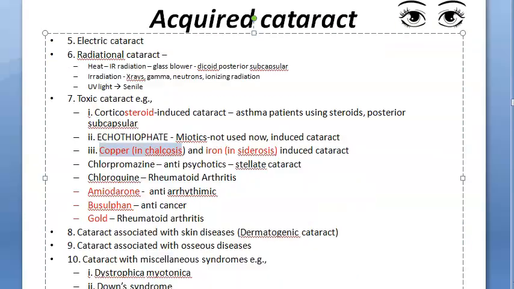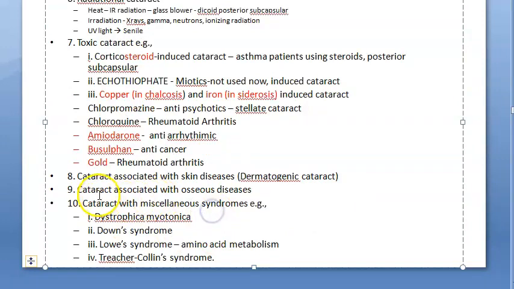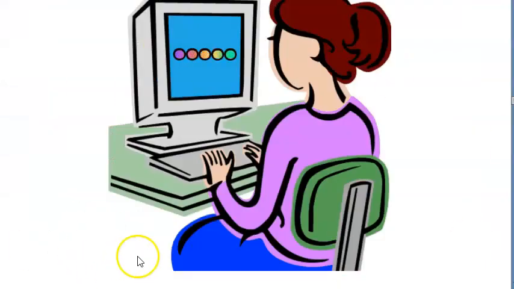Then moving on. Cataract associated with skin diseases. Then cataracts associated with osseous diseases, cataract with miscellaneous syndromes. There you can write the same thing. Dystrophica, myotonica, Lowe's, you already saw these two, right? With Down syndrome also they have written. Like we told you, senile cataract itself is a huge topic. So we'll look at senile cataract separately.